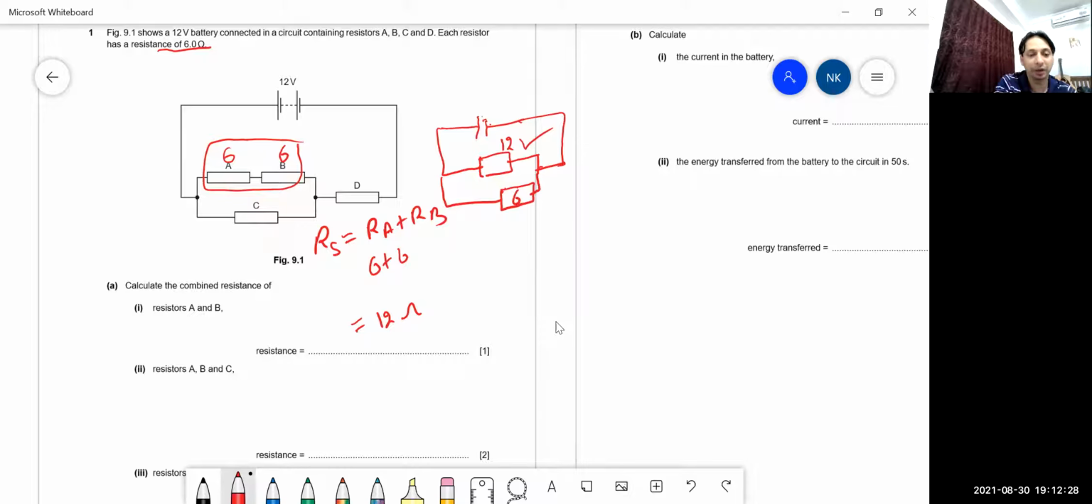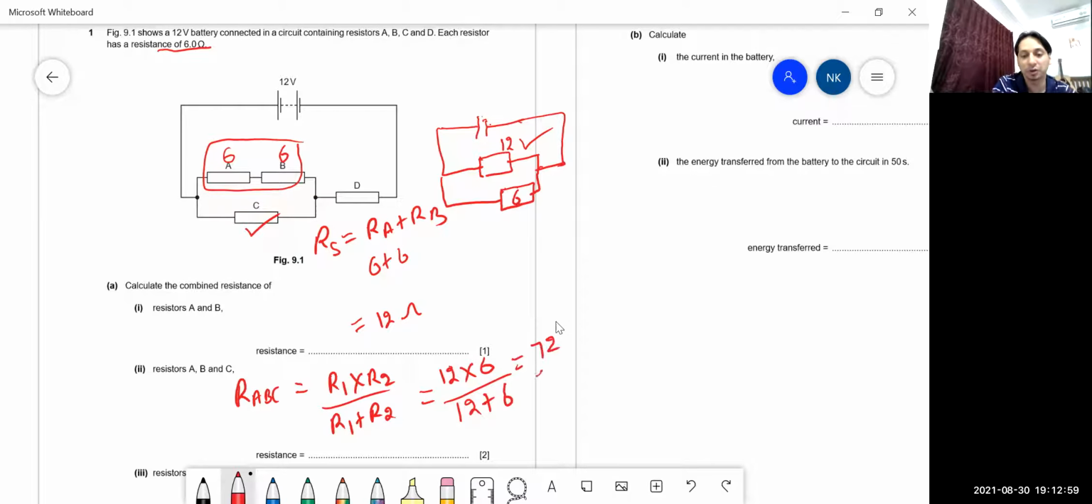If they are in parallel, how will you calculate the resistance of A, B, C? You have the general equation R1 multiplied by R2 divided by R1 plus R2. R1 is the total resistance of A and B, which is 12. The second resistance is the resistance C, which is 6. 12 into 6 divided by 12 plus 6. So 12 into 6 is 72, divided by 18, and when you do the calculation, you get 4 ohm resistance.